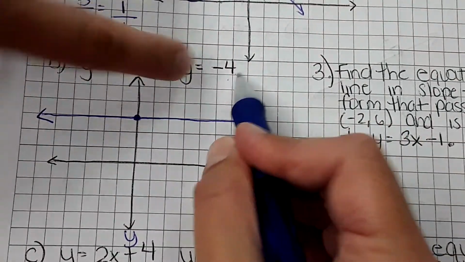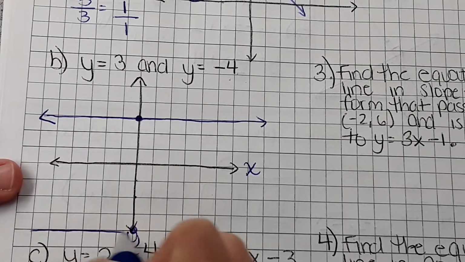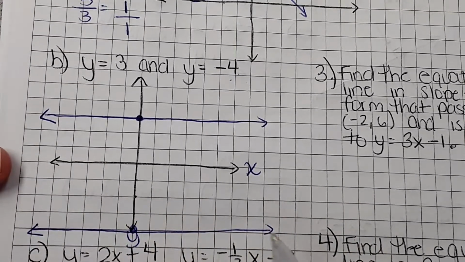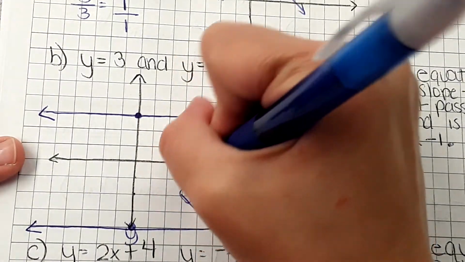Then for y equals negative 4, 1, 2, 3, 4, right here. Y always equals negative 4. Again, a horizontal line. The relationship between them, they are parallel.